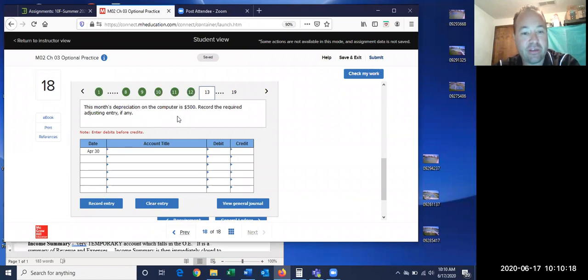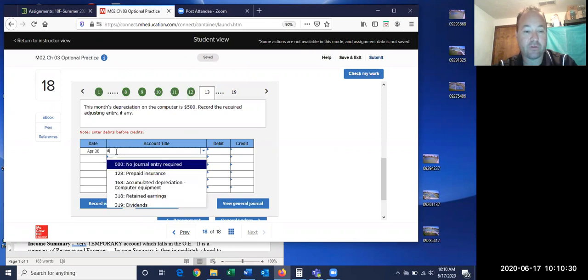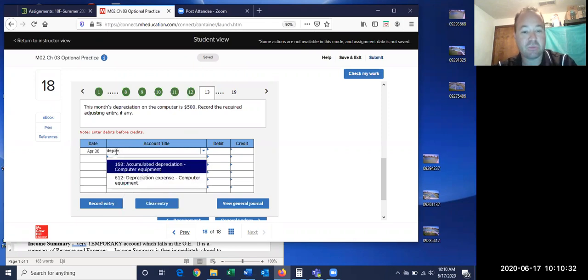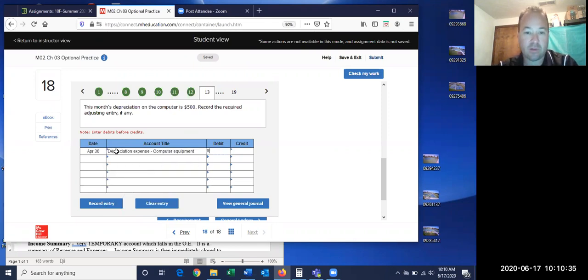This month's depreciation on the computer, we don't even have to figure it up. Remember in our examples, we did straight line depreciation and we figured it up. But they go ahead and just give it to us. So this month's depreciation on the computer is 500. So we're going to do a depreciation expense, 500. And then remember the credit every single time with a depreciation expense is accumulated depreciation. That's a contra account, a contra asset.